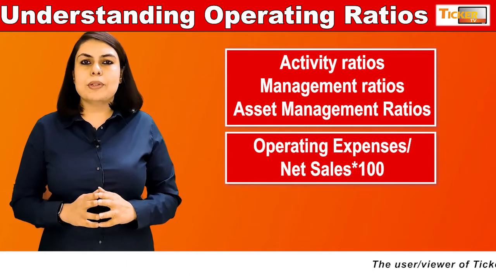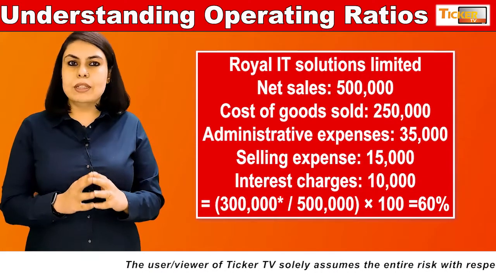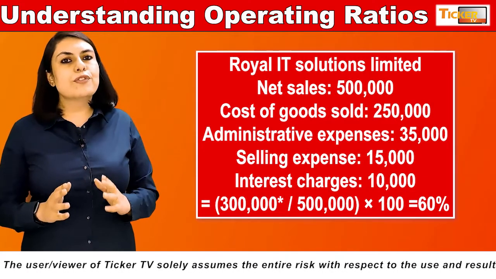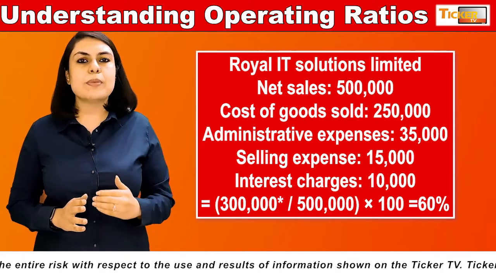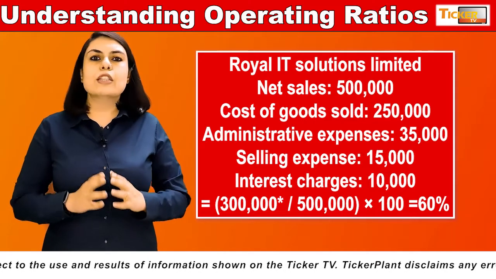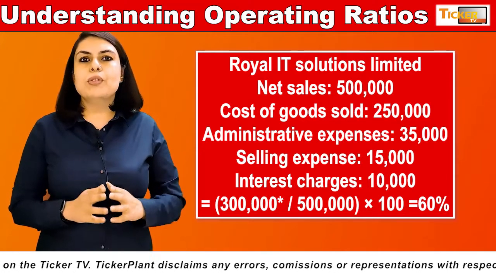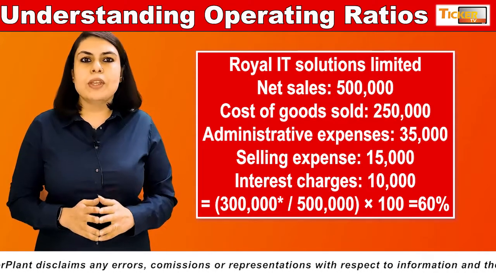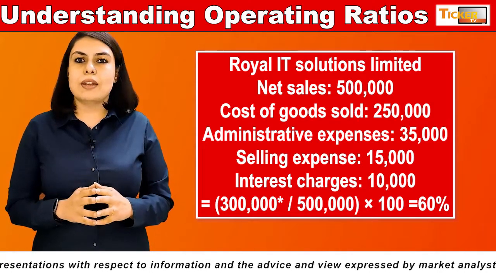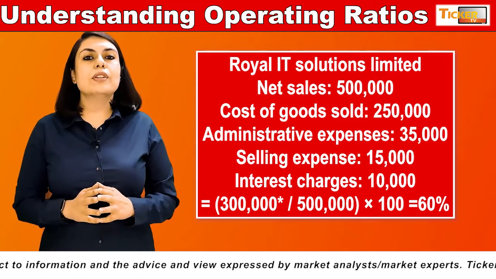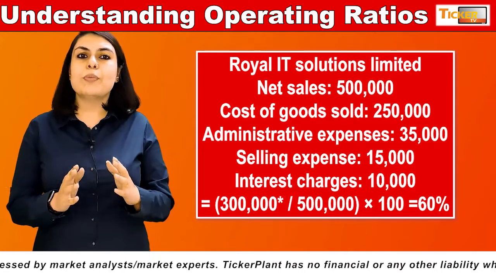Let's take an example. The following data is taken from Royal IT Solutions Limited, where we can see the net sales of 5 lakh rupees, cost of goods sold 2.5 lakhs, administrative expenses 35,000, selling expenses 15,000, and interest charges 10,000. Now let's compute the operating ratio for this company. The operating ratio is coming out to be 60%.